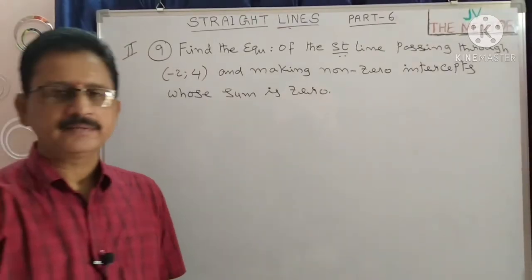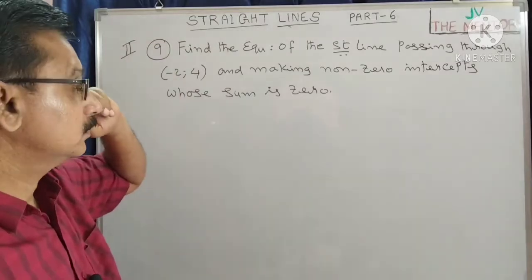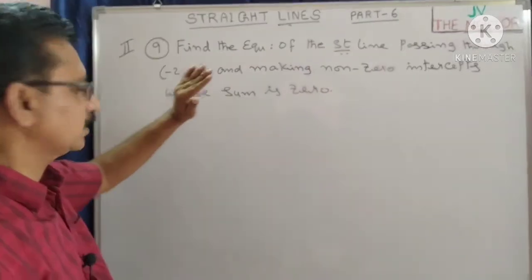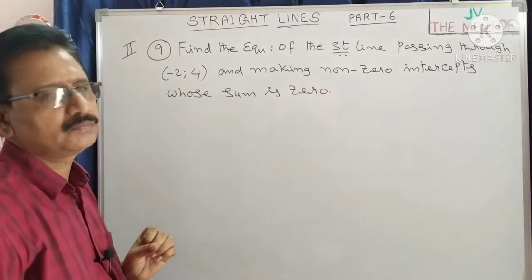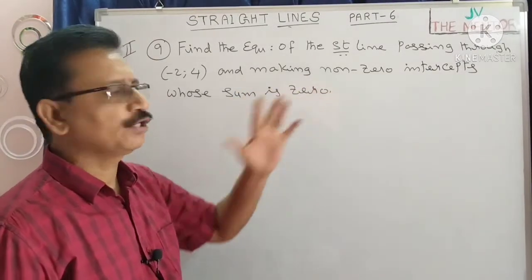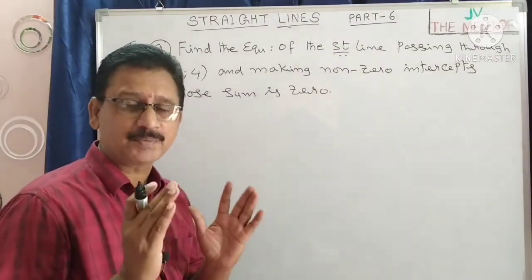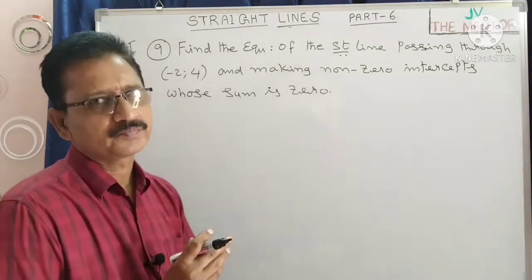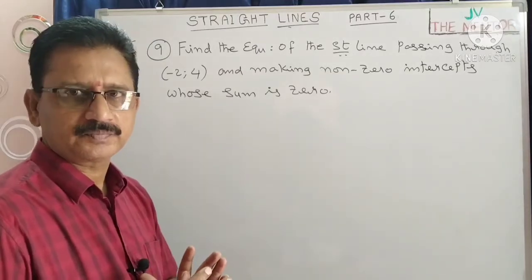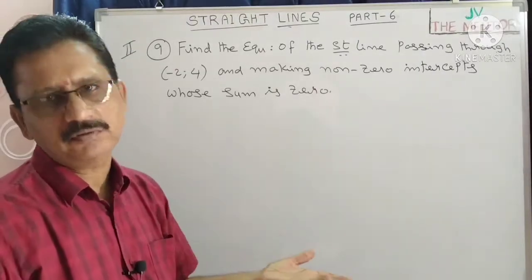Same as the previous problem. In the given equation, our required straight line is passing through the point -2, 4, that is one point, and the second one is making non-zero intercepts whose sum is 0. That means the sum of the intercepts is 0. What is the intercept form of the straight line? x by a plus y by b equal to 1. From the given condition, the sum of the intercepts is 0, and that means a plus b equal to 0.